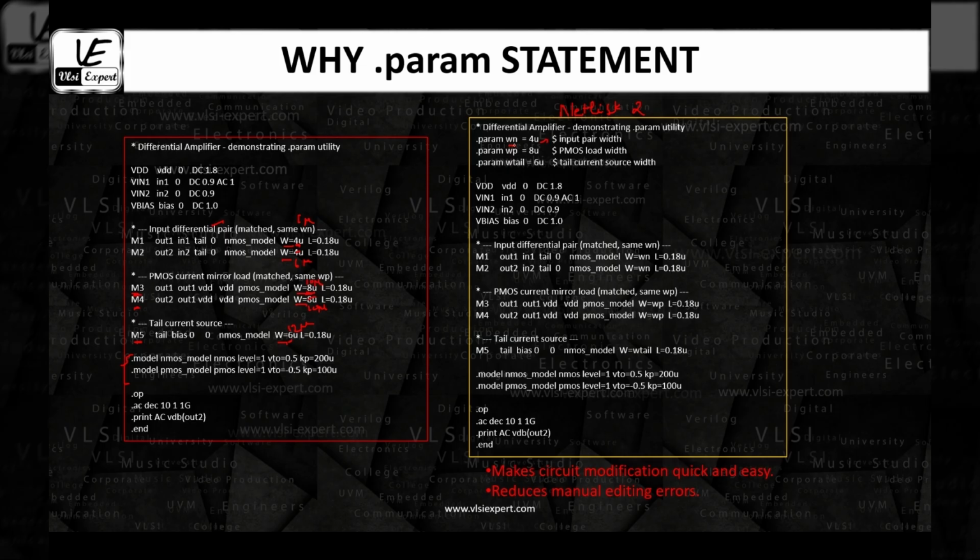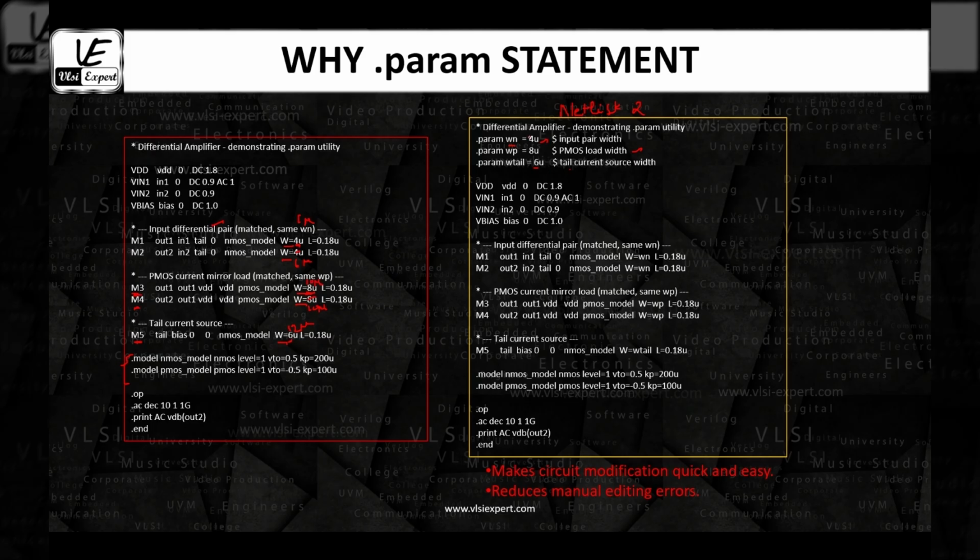Right? So this Wn is representing the input pair width. Wp is equal to 8 micron, the PMOS load width. That clearly tells you that this parameter Wp, whatever value I'm giving to it, belongs to the PMOS load width. Then .param Wtail equal to 6 micron, and it is telling you that the tail current source width is 6 micron. So that is giving you the kind of readability.